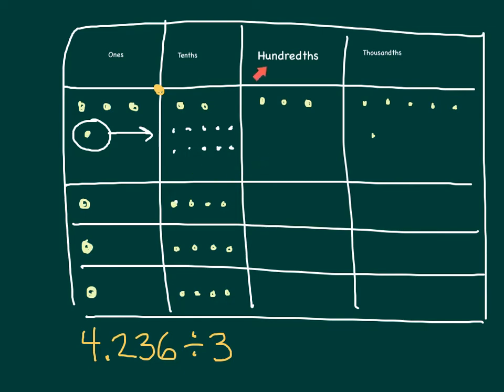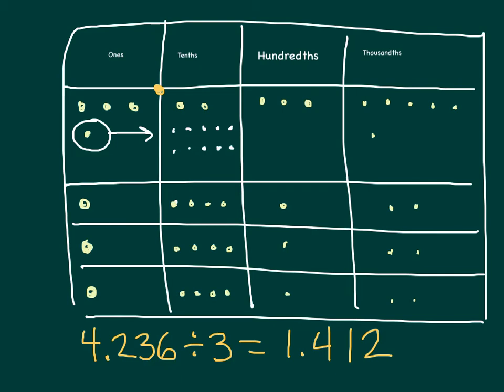When I come to the hundredths place, I have 3 hundredths, and if I put those into 3 piles, that would give me 1 in each. And if I come over to the thousandths place, I have 6, and 6 divided by 3 is 2, so I'm going to get 2 thousandths in my piles. So I have distributed this original number into 3 equal piles, and I get my answer. Each pile is going to have 1 whole, 4 tenths, 1 hundredth, and 2 thousandths. And so that's my answer.